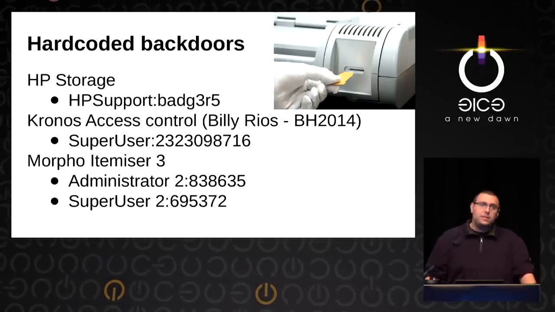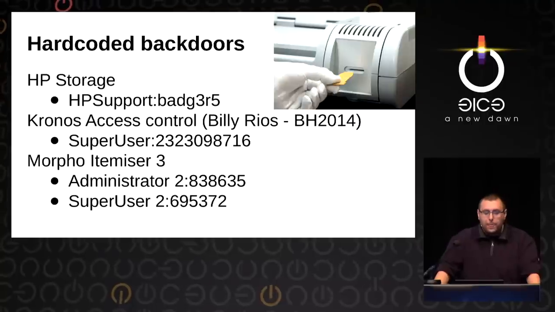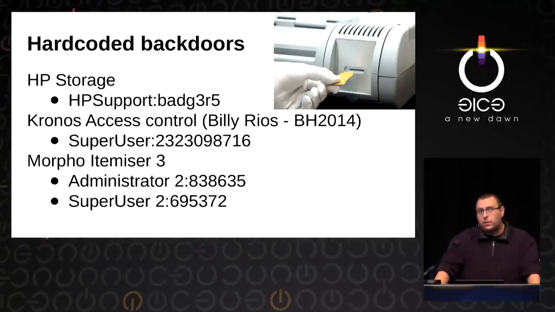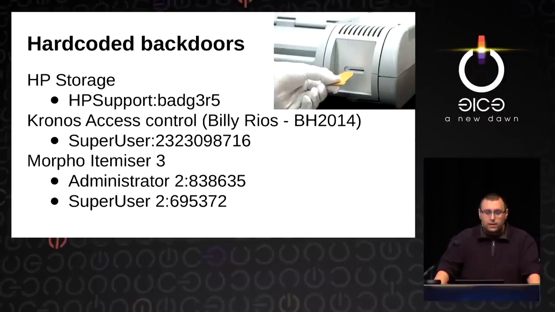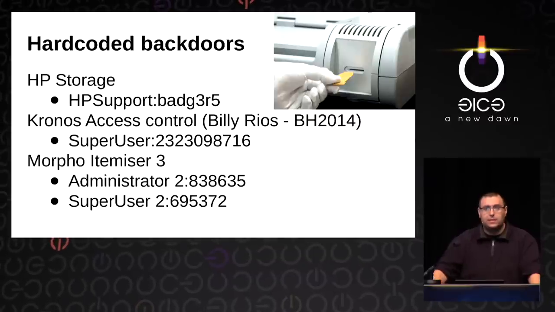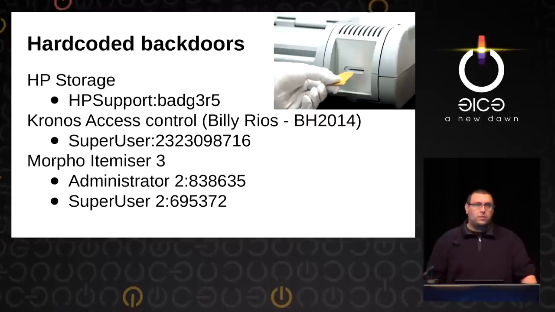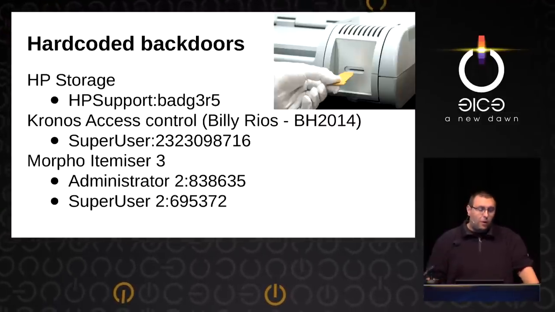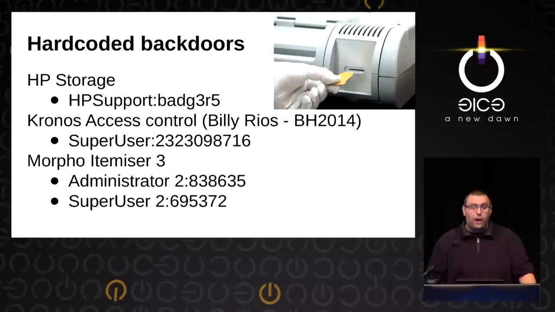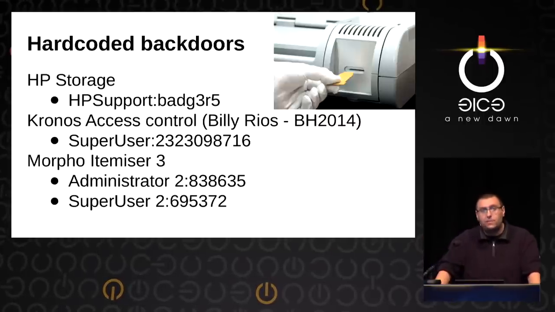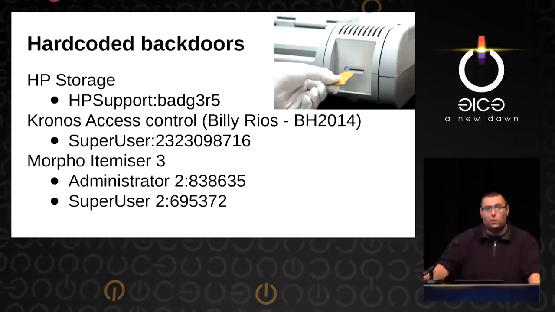Billy Rios at this year's Black Hat posted that almost all airport security controls, like access control devices that enable opening of doors or who is registered on the floor from the staff, or things like the Morpho Itemizer, which is a device that scans for narcotics or explosives when they swab you, that they have integrated backdoors. Those are the usernames and passwords. And of course, all of those devices are networked.